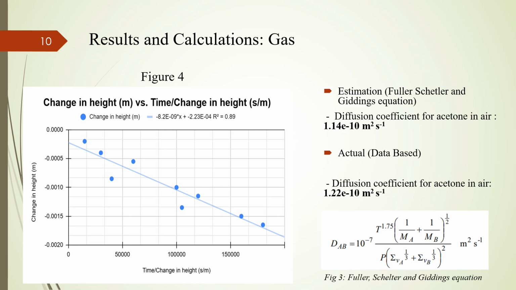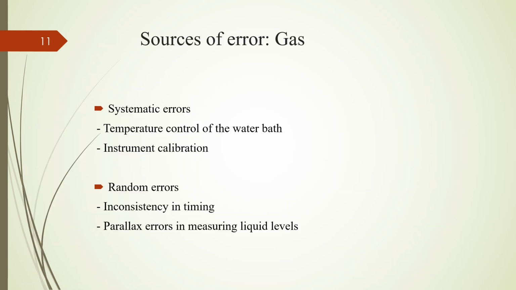The systematic sources of error encountered were controlling the temperature of the water bath, as fluctuations could alter the diffusion rate, as well as the calibration of the movable microscope, which would both introduce consistent errors in measurement. The random errors encountered included human errors of recording the acetone level in inconsistent intervals, resulting in discrepancies in the data, and parallax errors in measuring liquid levels, creating difficulty in observing the acetone level precisely using the microscope.